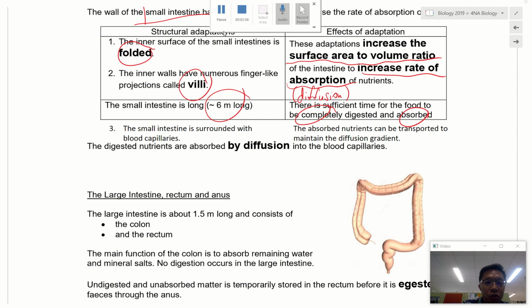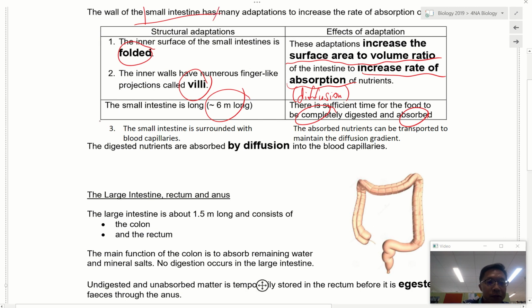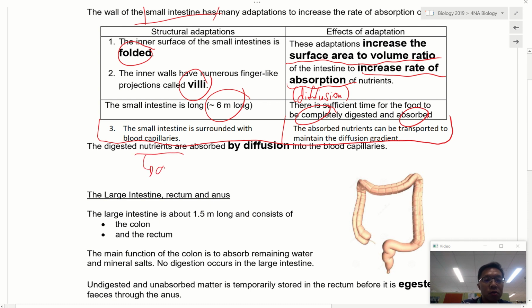And there's a third point to note. The small intestine is surrounded with a lot of blood capillaries, so the blood can take away all the nutrients so that the diffusion gradient can be maintained. If we take a look at this last part, the digested nutrients are absorbed by diffusion into the blood capillaries. These nutrients that we are referring to are mainly two nutrients: glucose and amino acids.